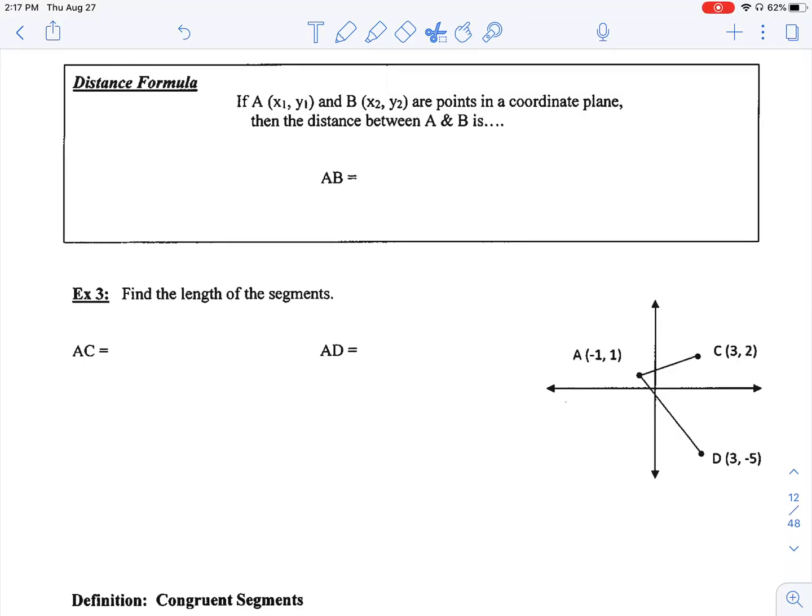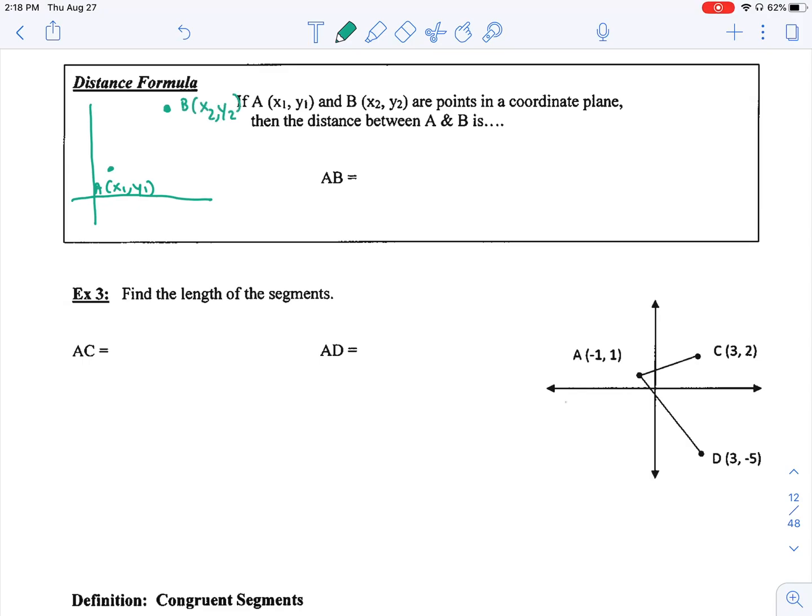Today's lesson will be on distance formula. The distance formula really comes from Pythagorean theorem. So just as a quick refresher from what you've seen in middle school on Pythagorean theorem, let's say you wanted to find the distance between these two coordinate points, which we'll call A as x1, y1, and B as x2, y2.